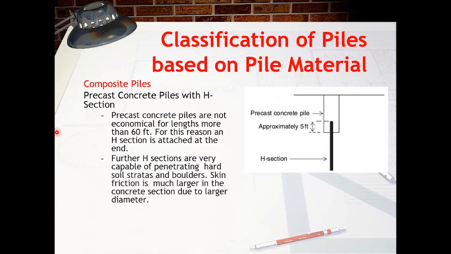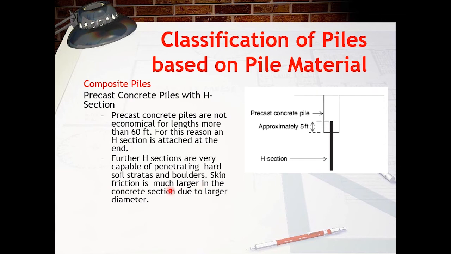Next combination of the composite piles are precast concrete piles with H section. The precast concrete piles are not economical for length more than 60 feet. For this reason, an H section is attached at the end. Jadi bila terlampau tinggi pile yang kita perlukan, dia jadi tidak ekonomi kalau kita rely on the precast concrete type. Kita akan combinekan H section untuk menambah the length of the pile.